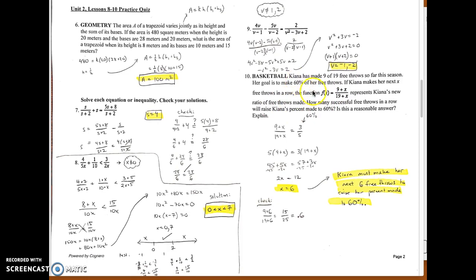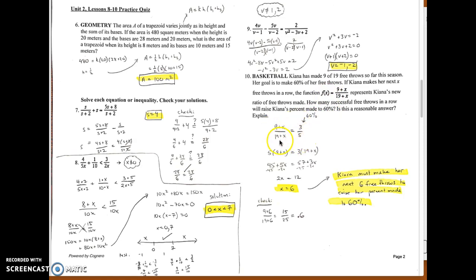The last question, number 10, says Kiana has made 9 of 19 free throws so far this season. Her goal is to make 60%. If she makes her next x free throws in a row, then the function can be 9 plus x over 19 plus x. That's going to represent her new ratio of free throws made. How many successful free throws in a row will raise Kiana's percent made to 60%? And is this reasonable? So I start off with the fraction that they give me, and I set it equal to 60%, which is 3 over 5 as a fraction.